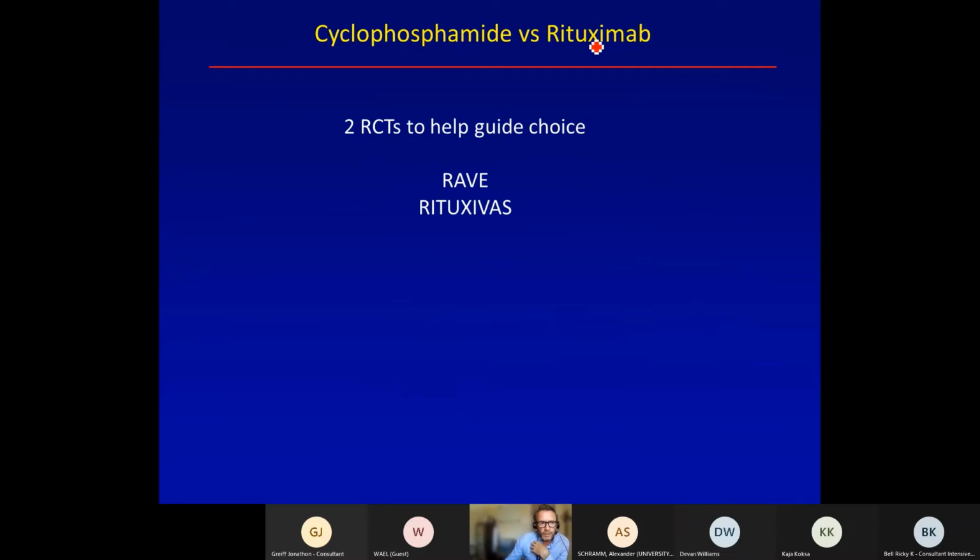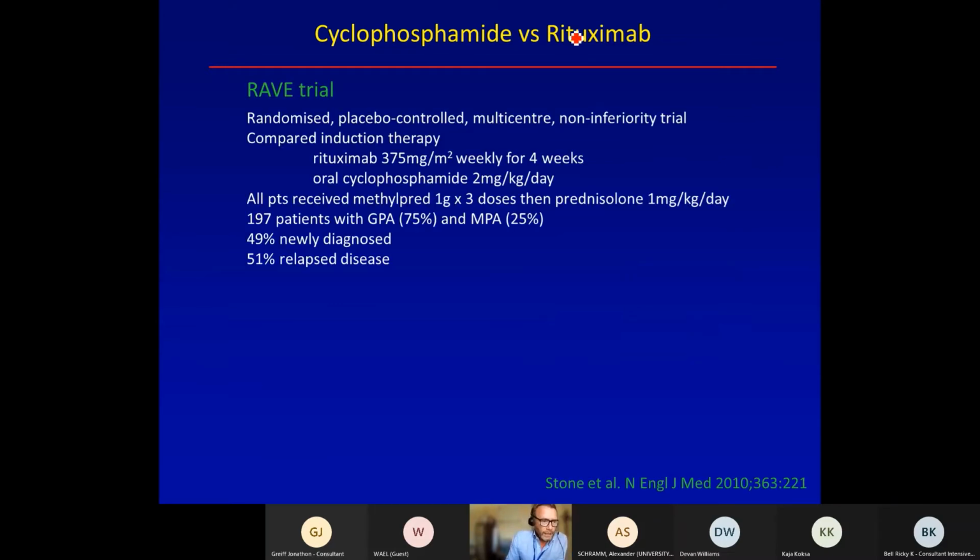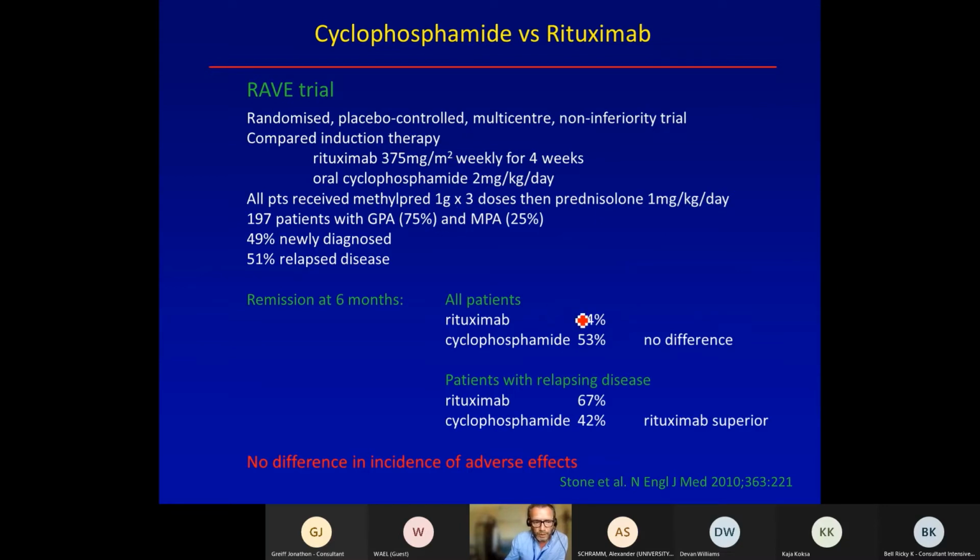So for induction of treatment, we have two options available: cyclophosphamide versus rituximab. I'm not going to labor on this point, but we actually do have some RCTs to guide what we do here. There are two head-to-head trials in induction of ANCA-associated vasculitis comparing cyclophosphamide and rituximab. I won't go through the details. The bottom line is that for patients with new presentation, rituximab and cyclophosphamide are basically equivalent. This study suggested that in treatment of patients with relapsing disease, rituximab might be superior to cyclophosphamide.